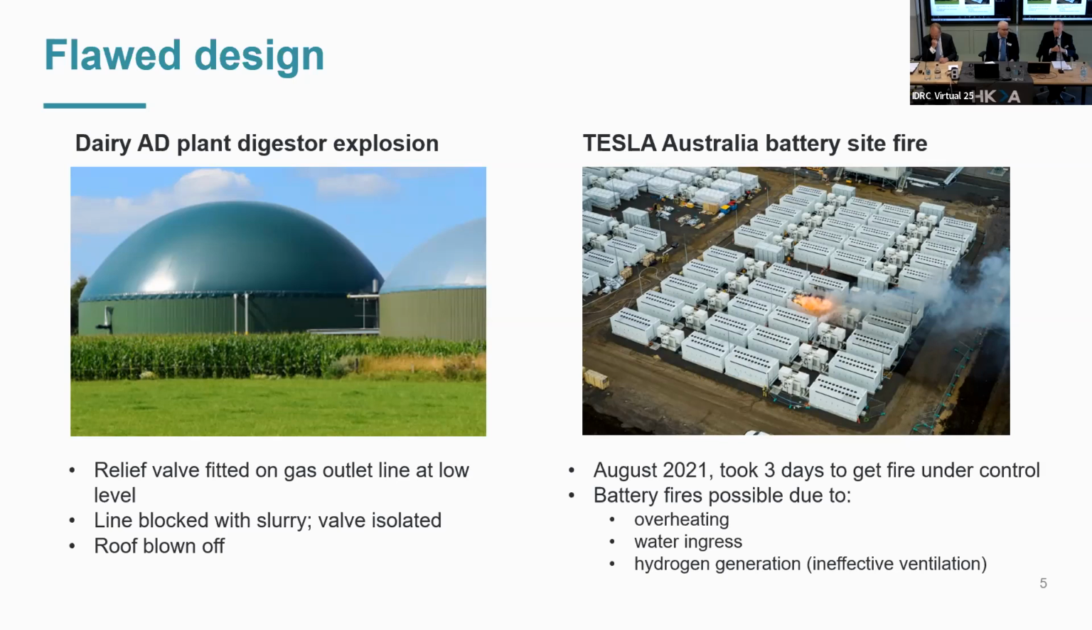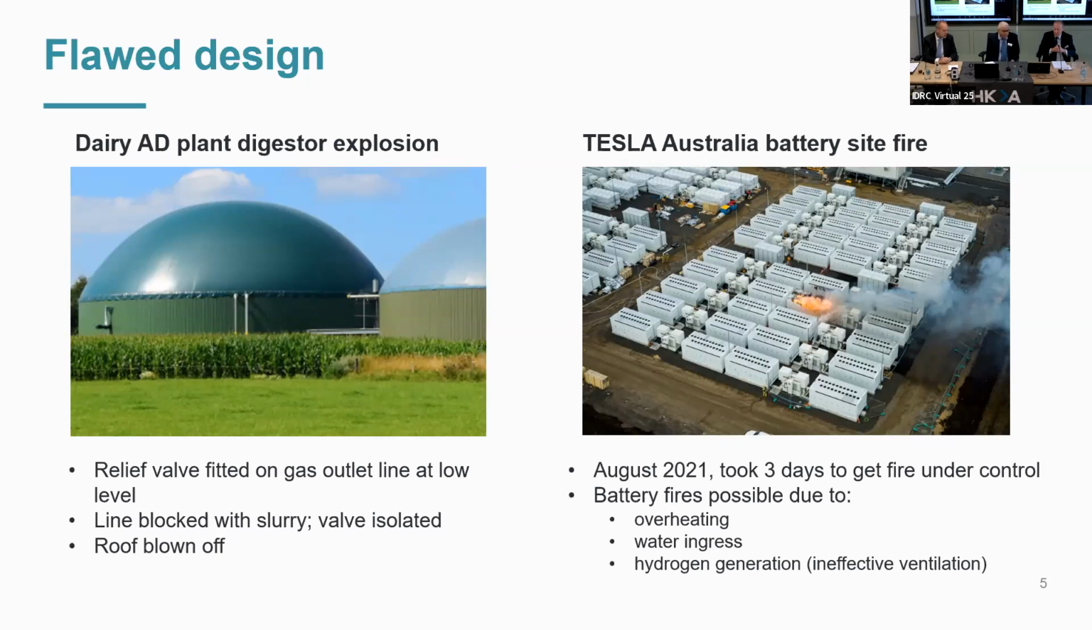The digestion process carried on, and it overpressurized, and there was a mini explosion, and the actual roof was blown off. Fortunately, nobody was hurt. This could have been easily rectified if the relief valve had been fitted at the top of the line, or if an additional relief valve had been fitted.